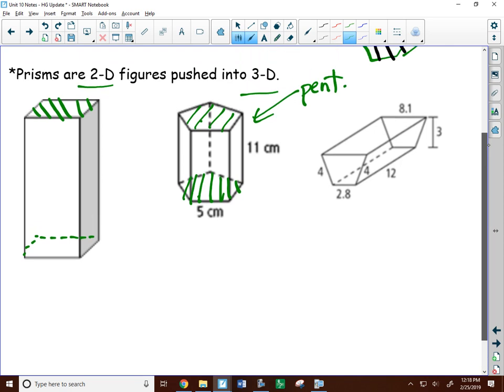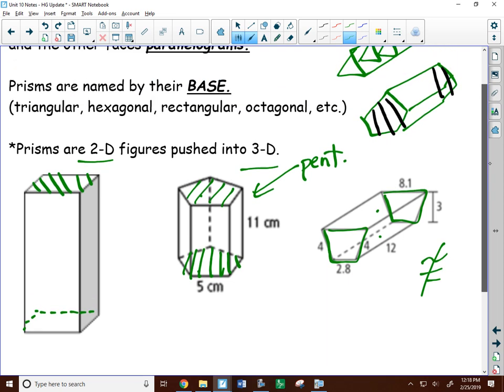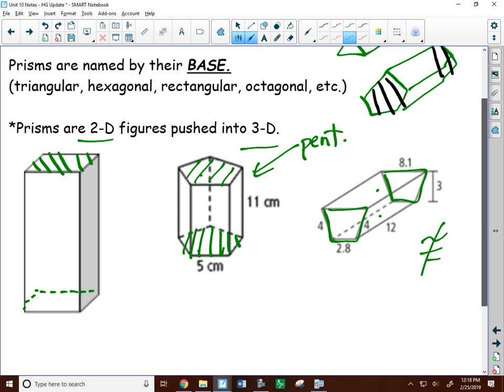Okay, over here, this is a good example. Sometimes students see rectangles on top and bottom. That's true, but they're not congruent. Therefore, that's not the name of the shape. Here's the name of the shape, because these are parallel and they're congruent. So it's a trapezoidal prism. I spent a little bit more time on that one because prisms are the ones where sometimes students can't identify the right name.